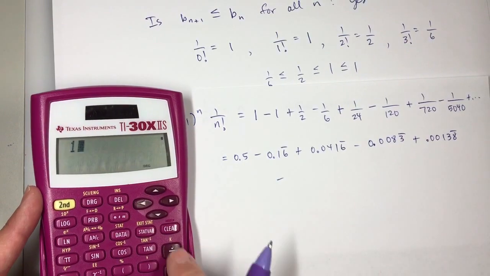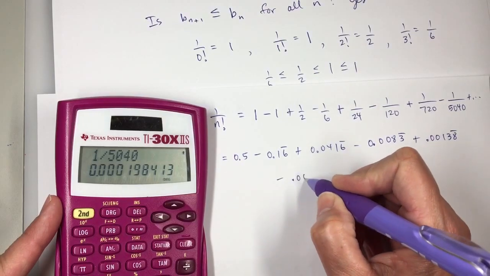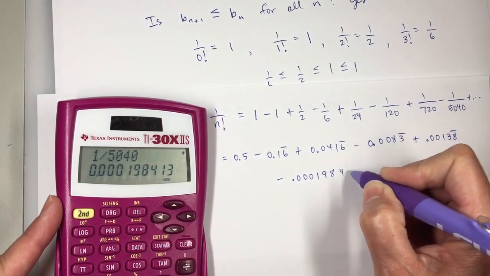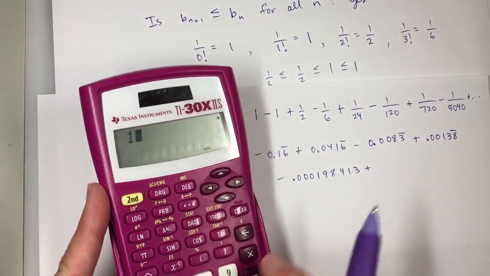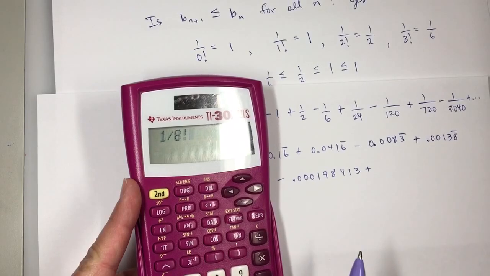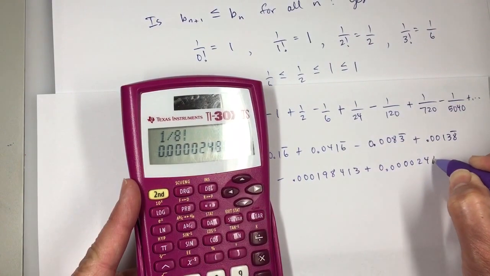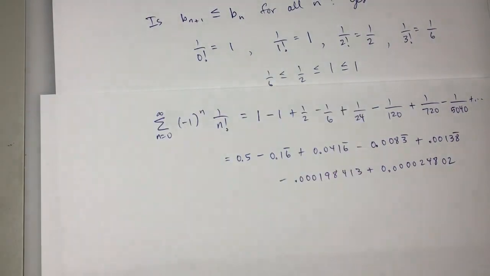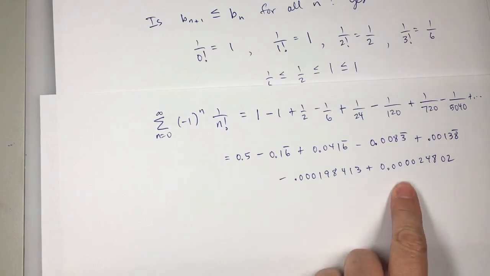Then 1 divided by 5,040, this is going to be a minus 0.000198413. What's the next term, which would be 8 factorial? That would be 1 divided by 8 factorial, 0.00002802. And the thing about it, B sub n, since it's approaching 0, the absolute value of that is getting smaller and smaller and smaller.